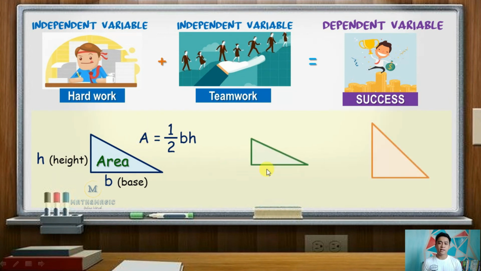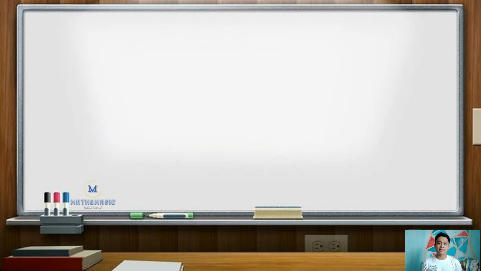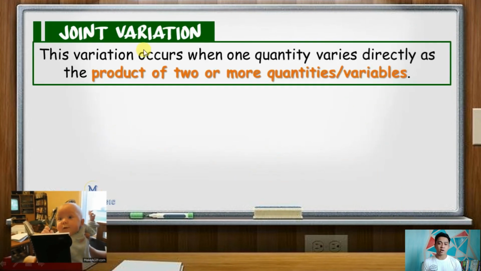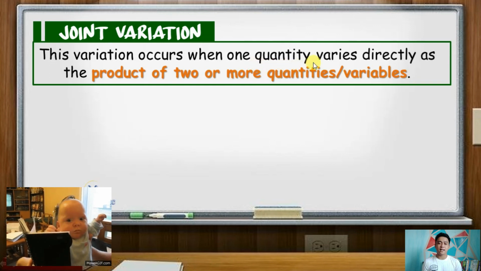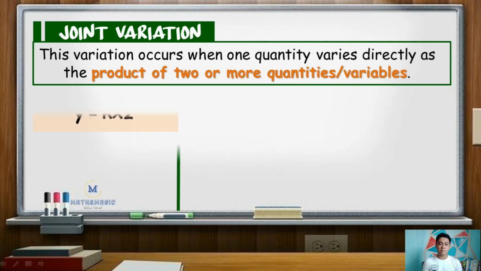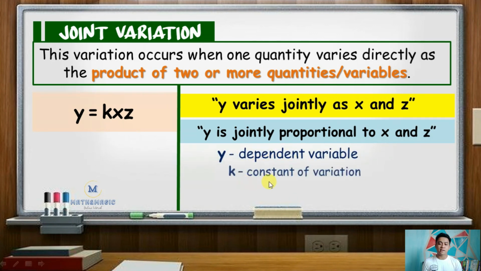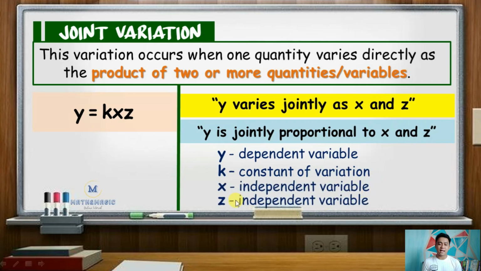Likewise, if the base of the triangle is unchanged and the triangle's altitude is doubled, its area is also doubled. In this case, a joint variation exists. Now, joint variation occurs when one quantity varies directly as the product of two or more other quantities. Its equation is given by y equals kxz and read as y varies jointly as x and z, where y is the dependent variable, k is the constant of variation, and both x and z are independent variables.